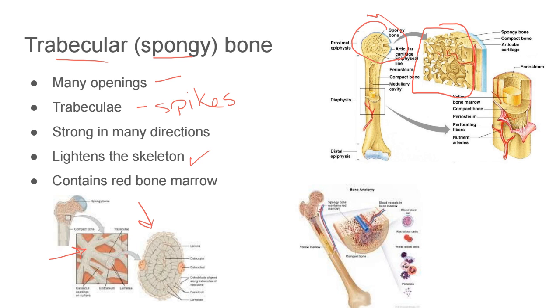Okay? And then the trabecular or the spongy bone contains the red bone marrow. You can see that in this diagram over here. Remember, the red bone marrow, you can see the blood vessels that are being produced here. The red bone marrow is where that hematopoiesis is taking place, so where those blood cells are being formed.